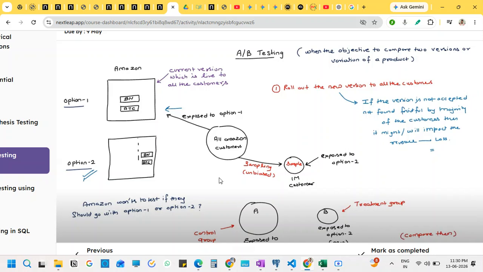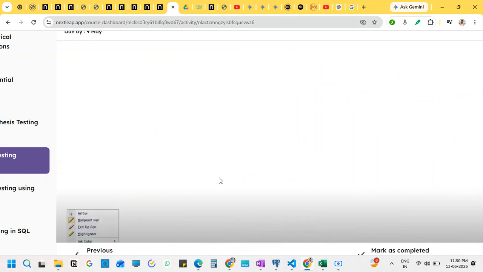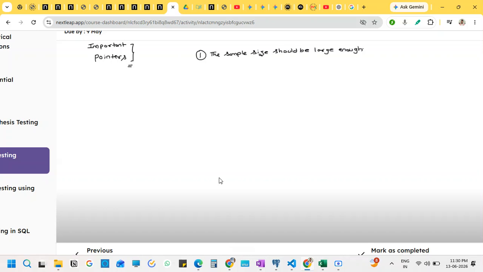But there is a very important parameter that we have to keep in mind. Number 1 parameter is the group size or the sample size. While we perform A/B testing, we need to keep some precautions, some important pointers in mind. Number 1, the sample size should be large enough. Now, what I mean by it: if you are dealing with Amazon, which is such a big company, you cannot go with a sample size of 100 or 200 or maybe 1,000. The sample size that I choose should be representative of my actual population. So it should be large enough.